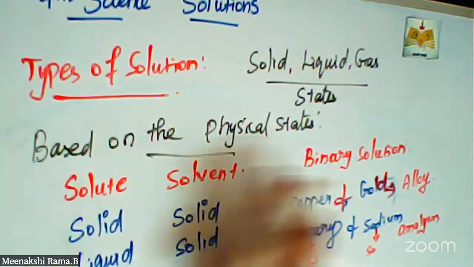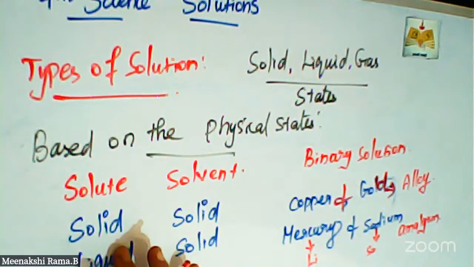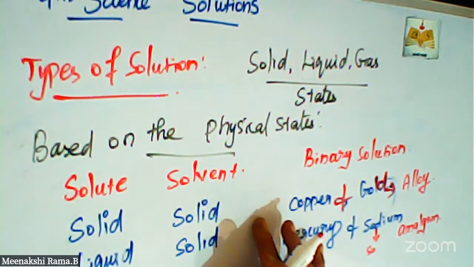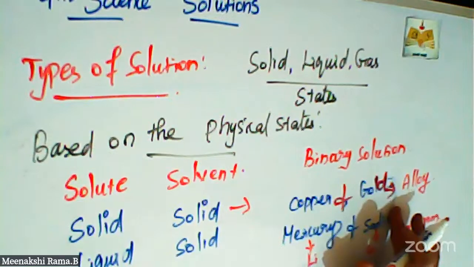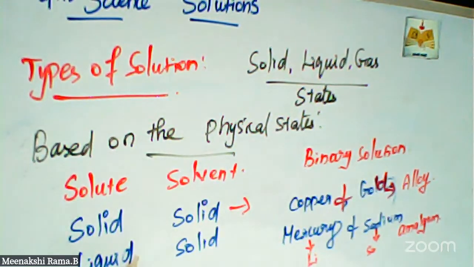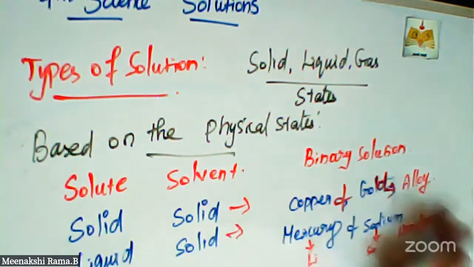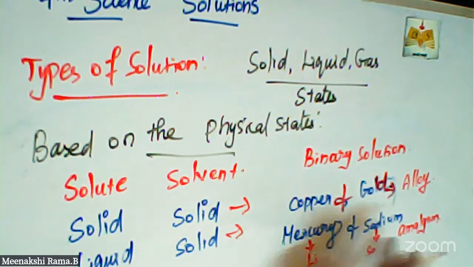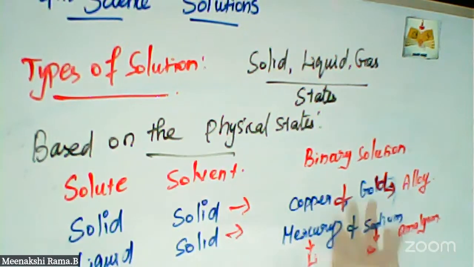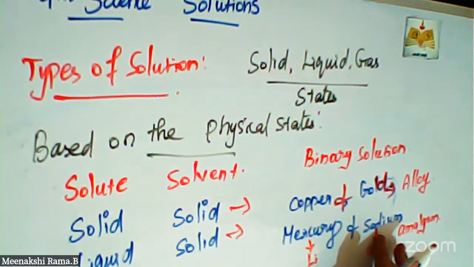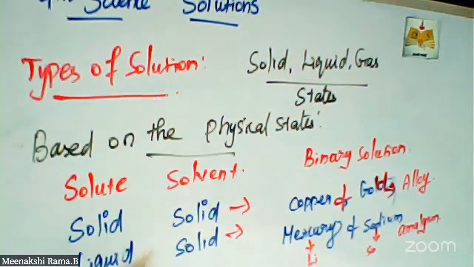So what is the solute? Solute in solid state and solvent also in solid, the example is the copper and gold mixture. And when the solute is in liquid state and the solvent is in solid state, the mixture is mercury and sodium. The mercury liquid is dissolved into sodium solid, sodium pellets. It is in pellet formation only. So this mixture is called amalgam. So solid and solid, liquid and solid.